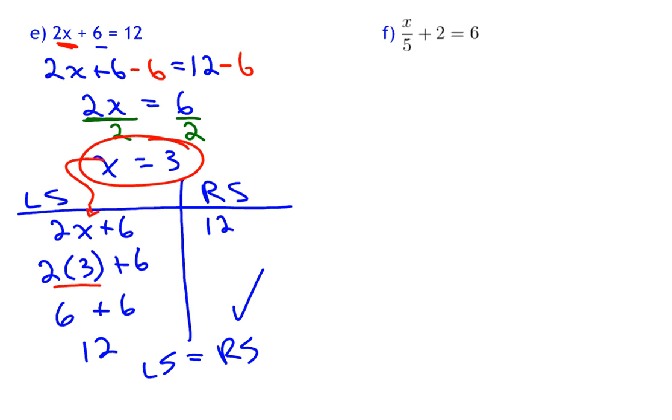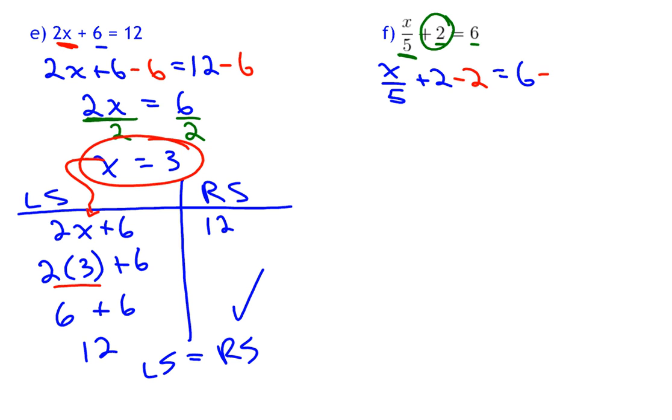All right, let's move on to this one here. Same kind of idea where we have the term with the x in it on the left, a constant term on the left, and then another constant term on the right. Our goal is to get the term with the x in it all by itself. Right now, we're adding 2 to that. We want to undo that addition of 2. So we do the inverse operation, which is subtracting 2.